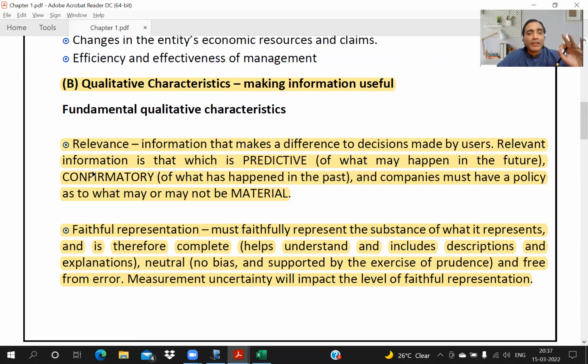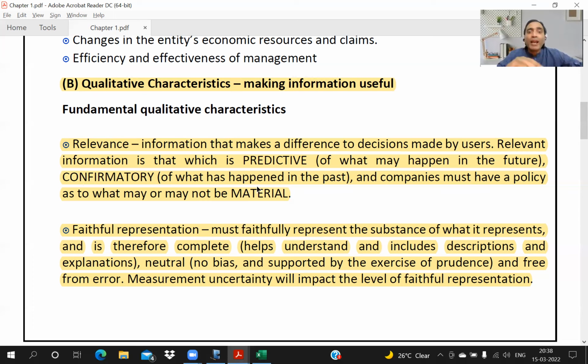Again, these two words you have to be very good at. Your understanding has to be good. Your financial statement should have the capacity of predicting what can happen in future and also giving a clear picture of what can happen or what has happened in the past. So predictive quality and confirmatory quality. And companies must have a policy as to what may or may not be material. All unimportant things must be sidelined. You must simply scrap it out. Only material and important transactions should find their way in the financial statements.